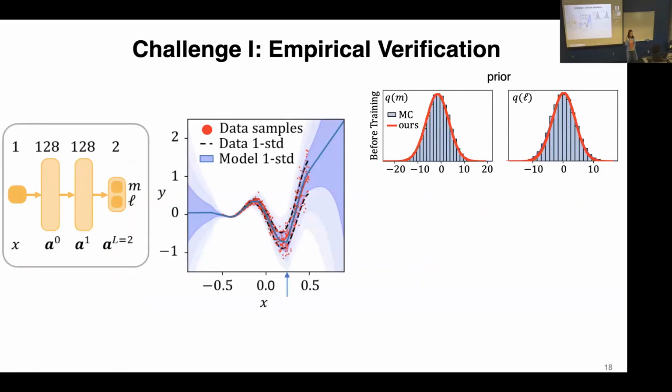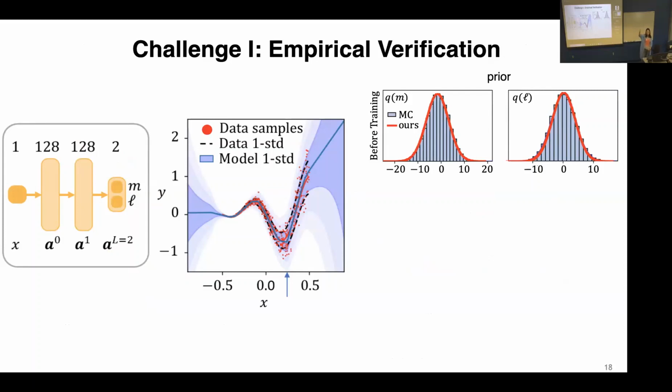So here's a very simple empirical verification. We have this 2-layer neural network. The output layer has 2 nodes, M and L. M captures the mean of the data, and L captures the variance of the data. So we have a Bayesian neural network.